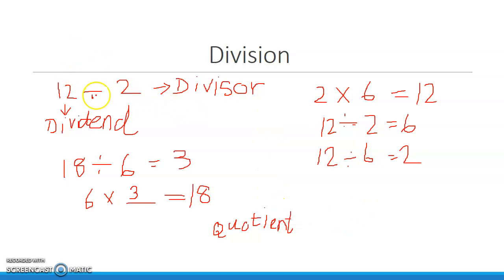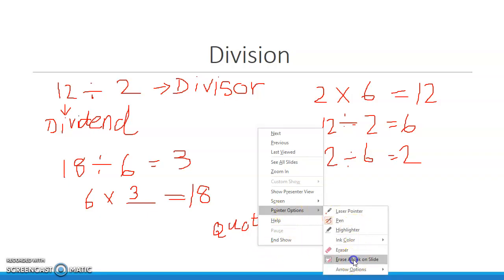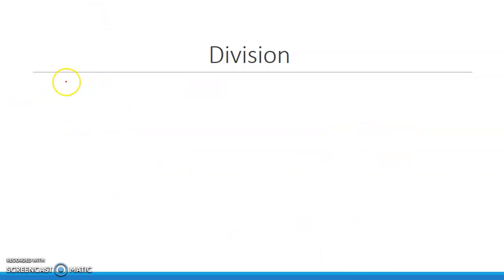Now here, if you look at the dividend, you can see it is a multiple of the divisor. So, 12 is a multiple of 2. Similarly, 18 is a multiple of 6. Now, when we divide a number which is not a multiple of the divisor, for example, 15 divided by 2.